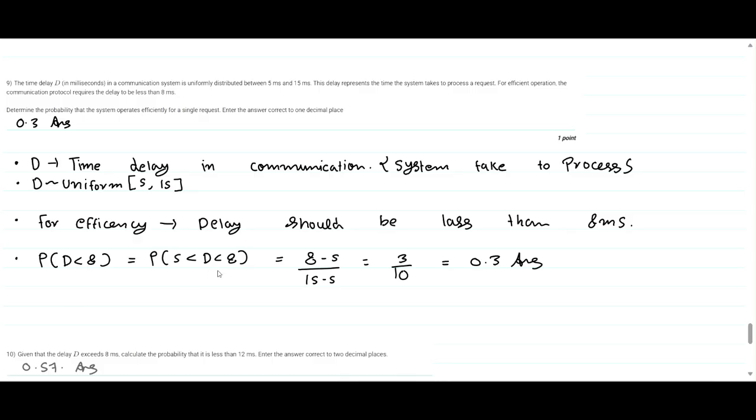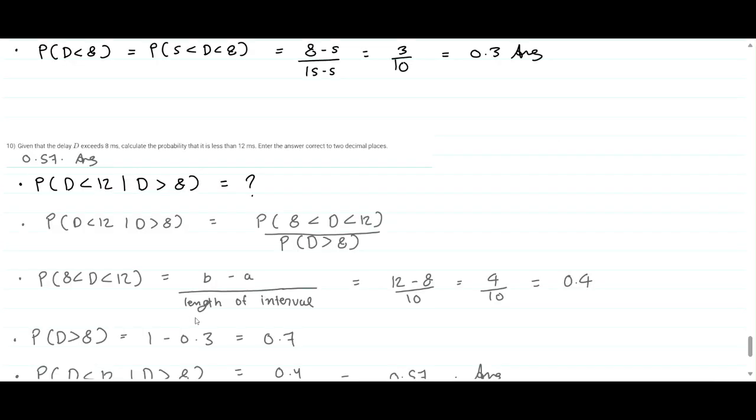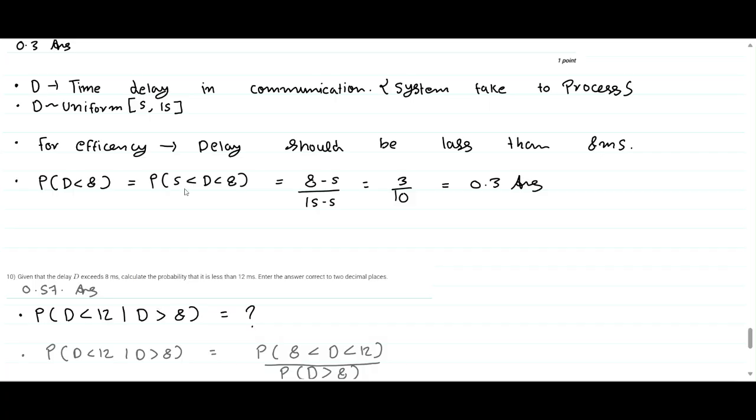One point to remember is, in uniform distribution, if we need to find the probability of x greater than a but less than b, then what we actually have to do is divide b minus a by the length of the distribution, or basically the difference of the upper range and lower range. So the probability of D greater than 5 but less than 8 is equal to (8 minus 5) by (15 minus 5), which is equal to 3 by 10. So the probability of D greater than 5 but less than 8 is 0.3.